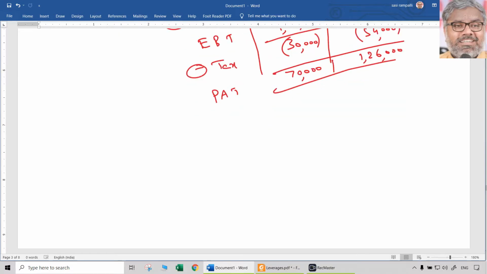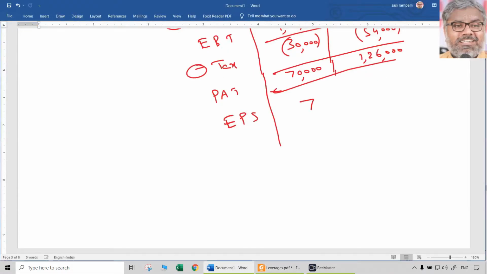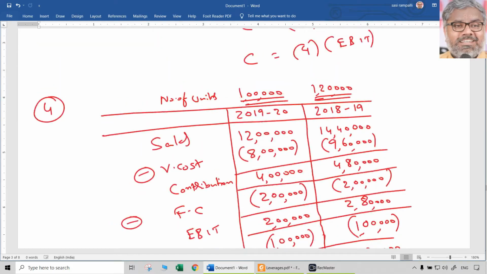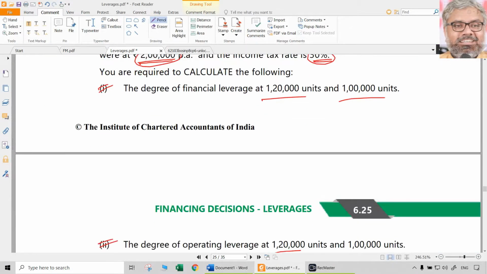But this is also not enough. He has asked percentage change in EPS also. So let us find out EPS also. Since there is no preference share capital, divided by number of equity shares, which is 10,000, automatically gives EPS. So 7 rupees is the EPS. And last year it was 12.6 rupees. That's it. This is the full-fledged income statement. From the data given only we have prepared it. Now everything can be calculated, whatever is asked.